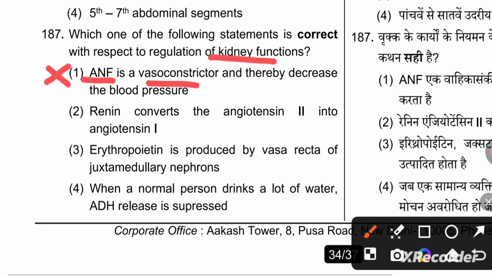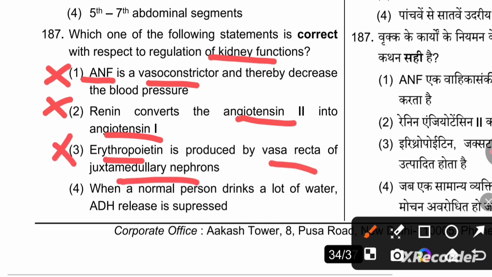Renin converts angiotensin 1 to angiotensin 2, not 2 to 1. Wrong one. Then erythropoietin is produced by vasa recta of juxtamedullary nephron. No, it is also wrong one. So when a normal person drinks a lot of water, ADH release is suppressed. So this one is the right one for this question.